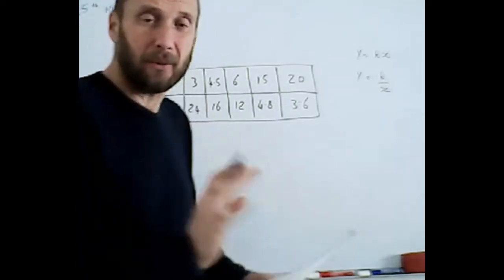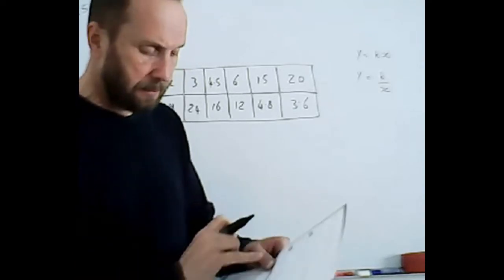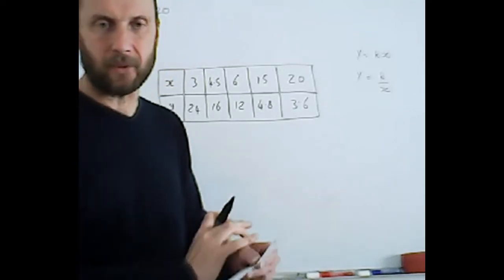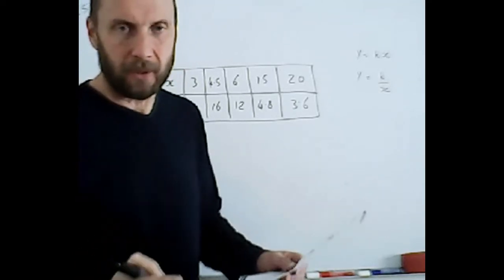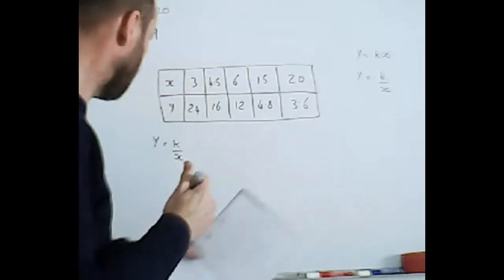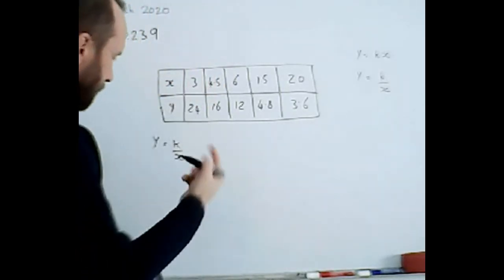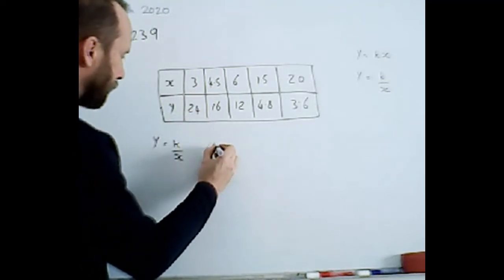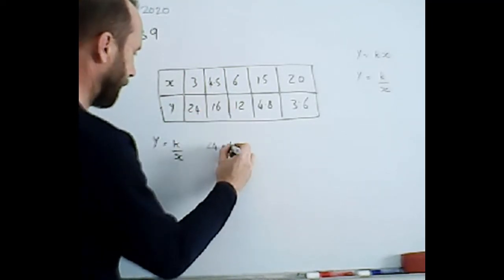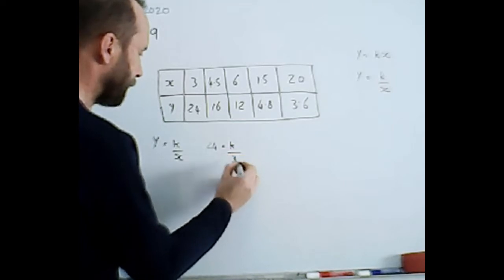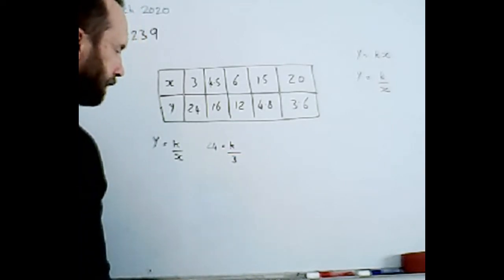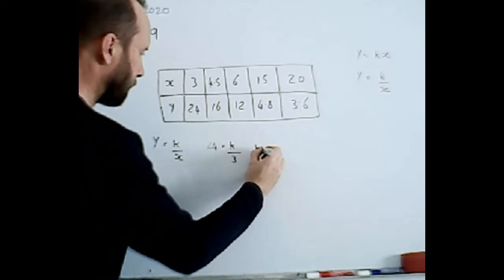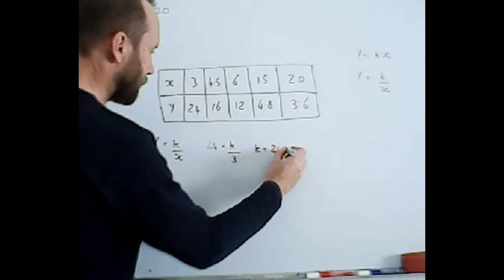Anyway, I'm going to write it like this. The book writes it like xy equals k, but you can choose to do what you want. This is the way I'm going to do it. So you've got y equals k over x, so again, let's put the figures in. 24 equals k over 3, so k equals 24 times 3.